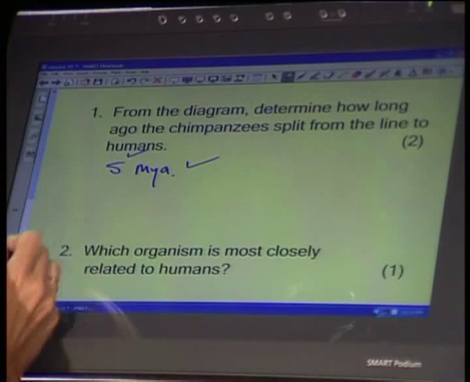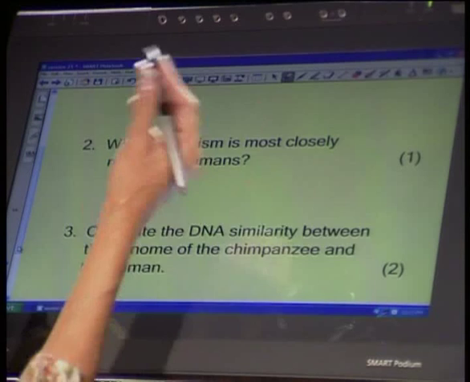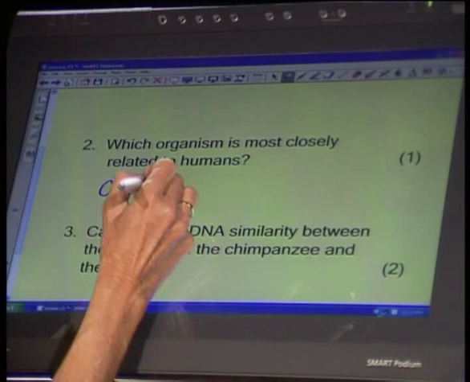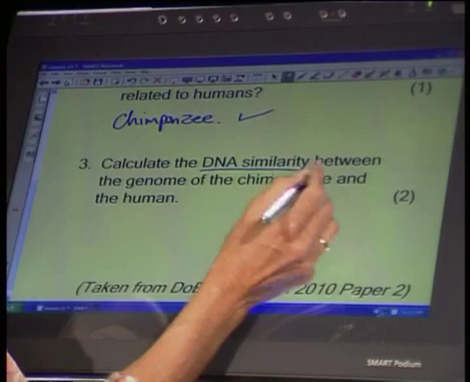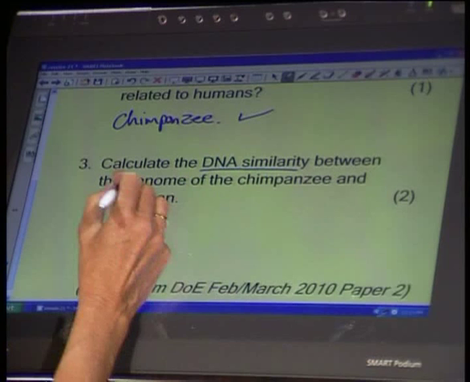Then, which organism is most closely related to humans? Well, we saw it was the chimpanzee. We don't even have to go back and look at it. And it was the common chimpanzee and the other chimpanzee. So just chimpanzee is fine. There's your 1 mark.